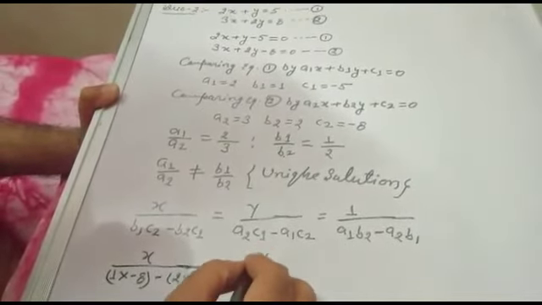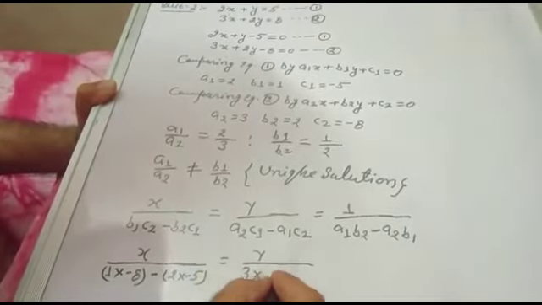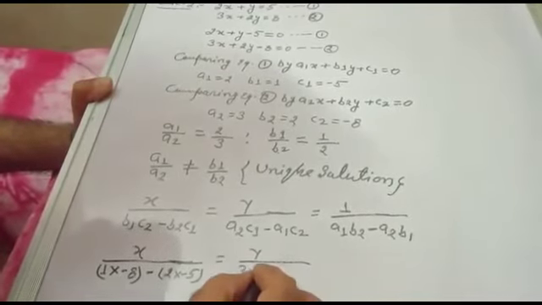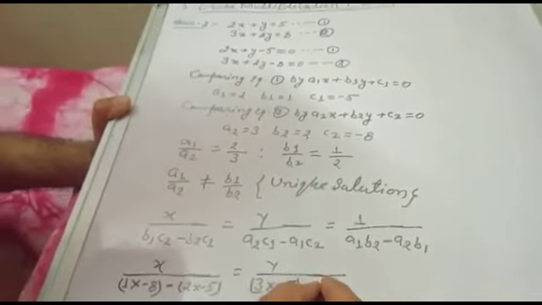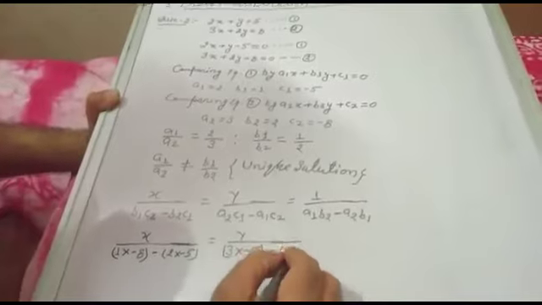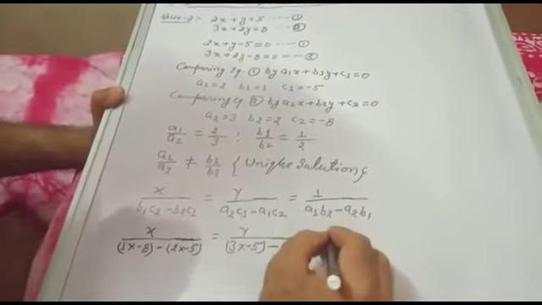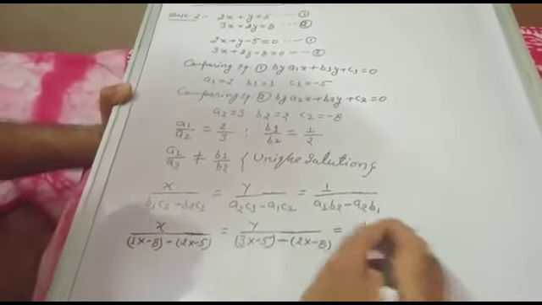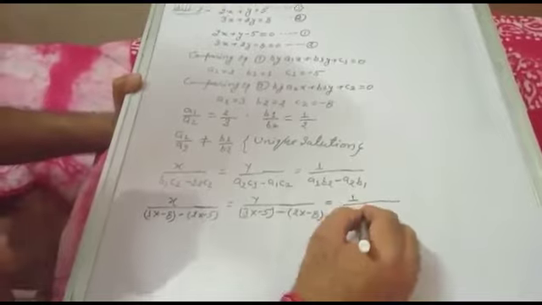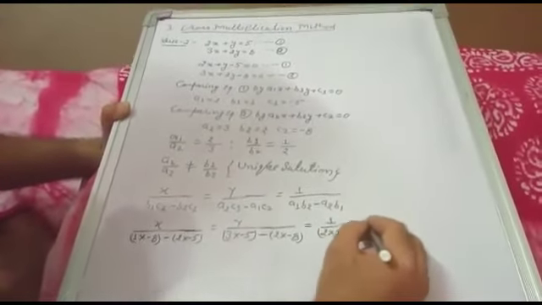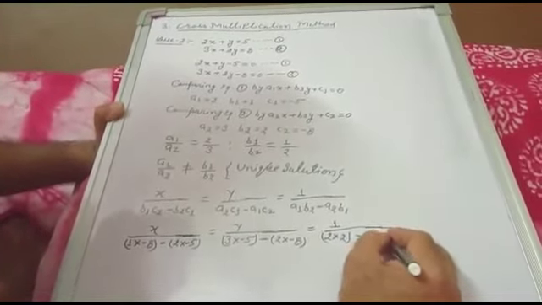equals y upon a2, which is 3, into c1, which is -5, minus a1, which is 2, into c2, which is -8, equals 1 upon a1, which is 2, and b2, which is 2, minus a2, which is 3, and b1, which is 1.